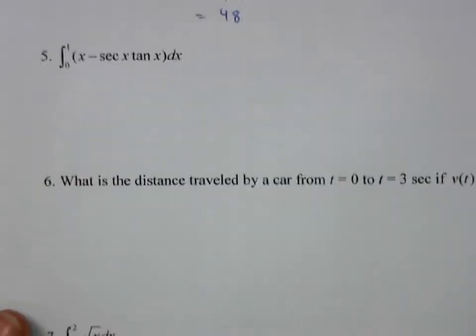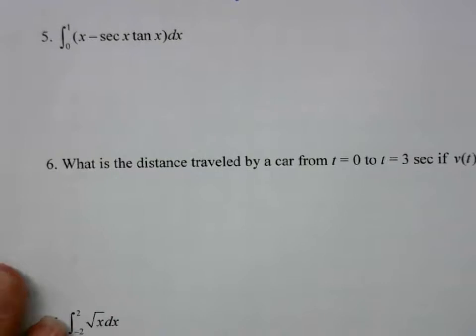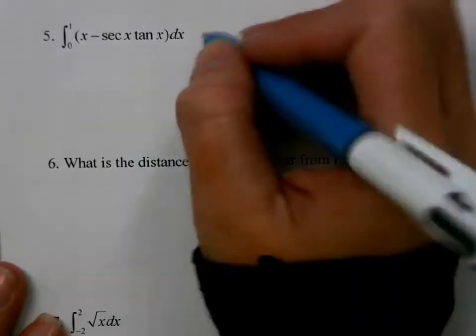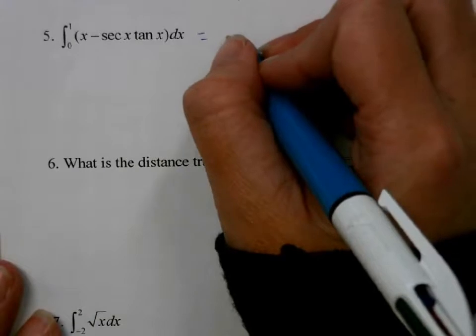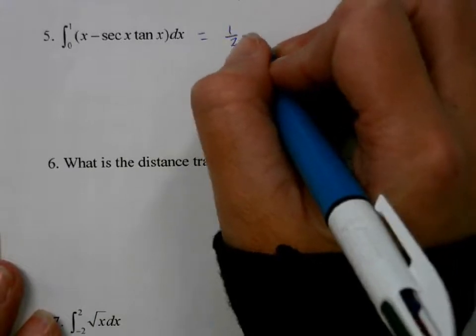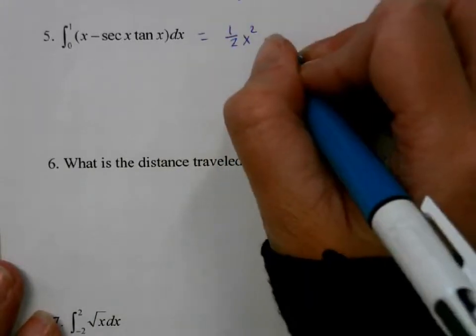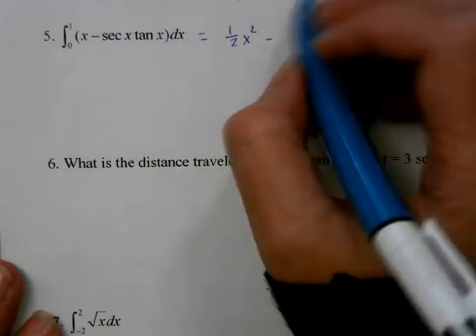Okay. Do one more of these guys. So integral of x is going to be 1/2 x squared minus, this is the derivative of secant.